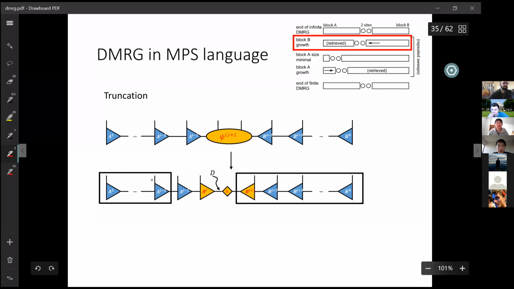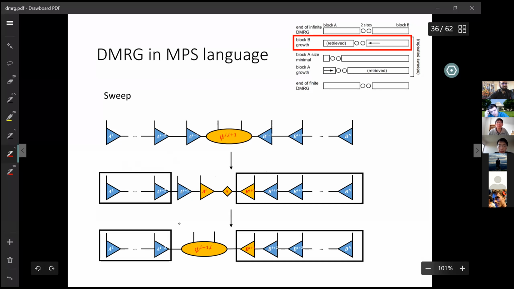Now it's also obvious what we do for the left. We pull one triangular tensor out of the left block, and now we go to the next step of iteration, which is here. We ask what tensor we should put on these two sites. All right. So this is just one step of the sweep.